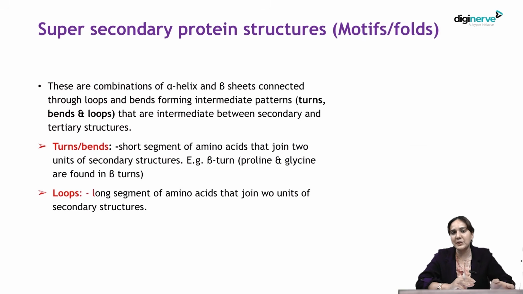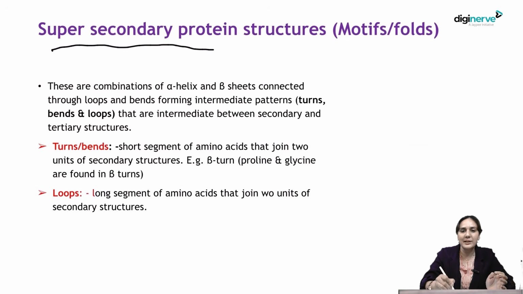For secondary structure, we have discussed that the primary structure of protein is folded either into a helix or into beta pleated sheets. And next is tertiary structure. But in between secondary and tertiary structure, there is one structure known as supersecondary protein structure, also known as motifs or folds. They are a combination of alpha helix and beta sheets connected through bends or loops to form intermediate patterns like turns, bends, and loops, and they are known as motifs or folds.